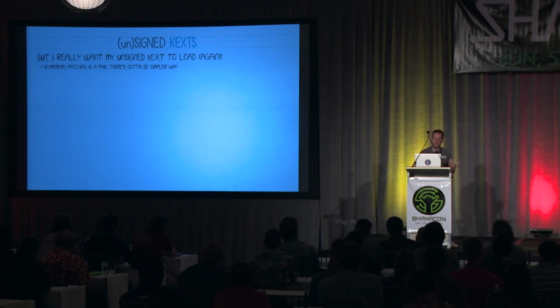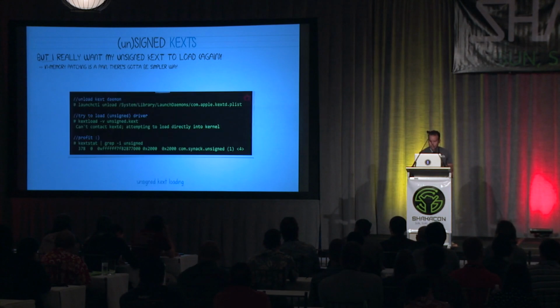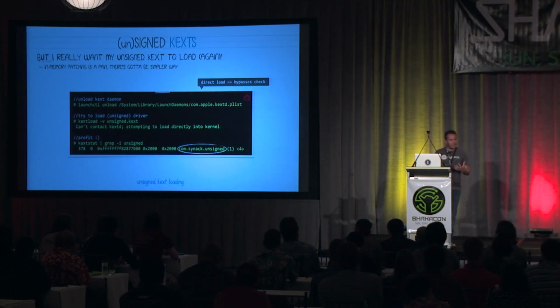So I wanted to find a simpler way to bypass kernel mode code signing. So this is a method I uncovered earlier this year. It's now pretty well known. And the way it works, it turns out that simply unloading that daemon that loads the kernel mode drivers and then attempting to load the unsigned kernel mode extension directly allows it to work. Basically, without kextd running, no code signing checks are performed. And kextload, the command to load the kernel mode driver, loads it directly.